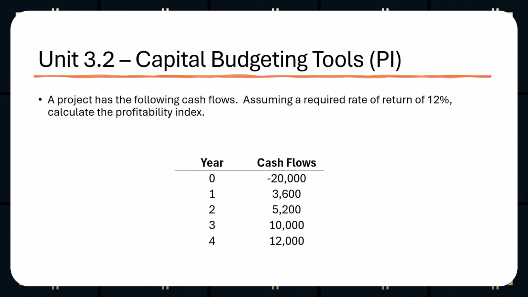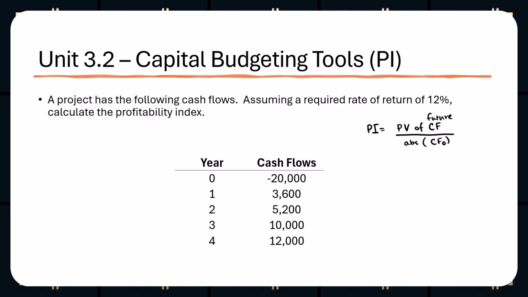A project has the following cash flows. Assume a required rate of return of 12%. Calculate the profitability index, or bang for buck measure. Now, this is the original set of cash flows that we were working with when we didn't have an unconventional set with a sign change like we saw in the prior problem. However, to find the profitability index, or PI, we're going to find the present value of the future cash flows, and then we're going to simply divide that by the absolute value of the time zero cash flow.